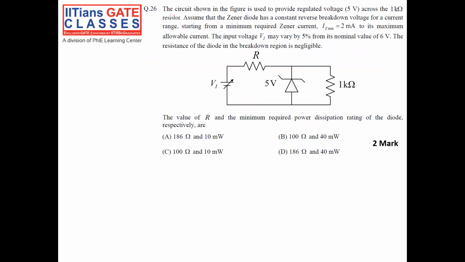So in this question, the circuit shown in the figure is used to provide a regulated output voltage of 5 volt across a 1 kilo ohm resistor, right? Load is 1 kilo ohm. Assume that the diode has a constant reverse breakdown voltage for a current starting from minimum to a maximum allowed current, right?